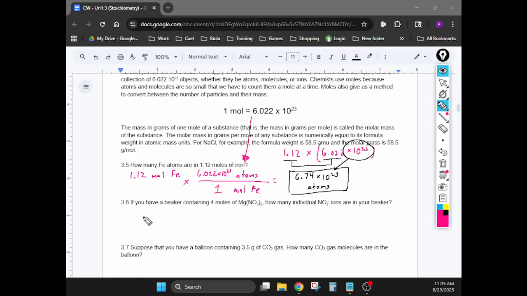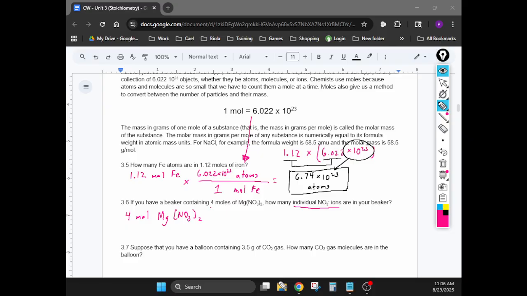All right, so this problem says you got a beaker containing 4 moles of magnesium nitrate, which you guys know how to name now, right? Yes, you do. Okay. So you got 4 moles of Mg(NO3)2, and you want to convert this into how many individual NO3 minus ions are there.